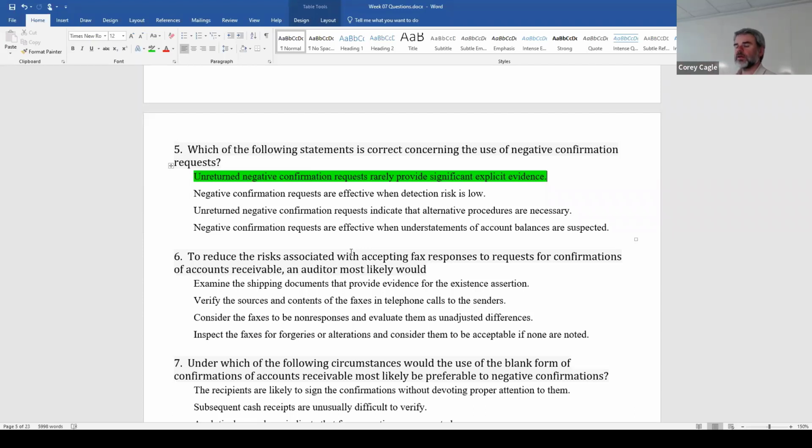Which is what B says. B says negative confirmation requests are effective when detection risk is low. That is an incorrect statement.